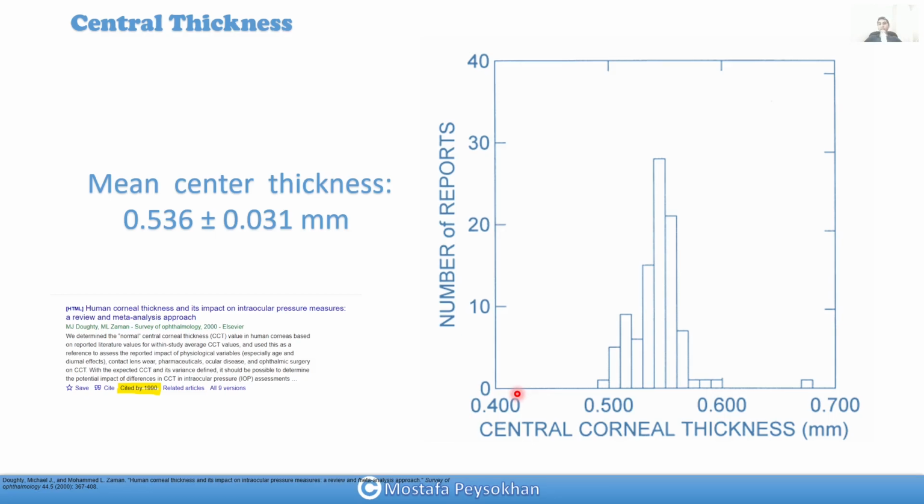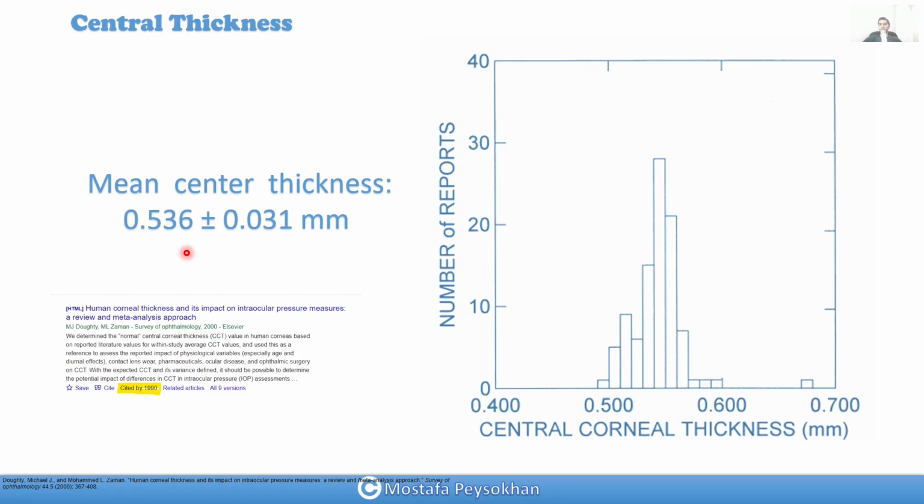But generally, based on the results and the measurements that we have, you can see here is the histogram of the cornea central thickness. Our numbers are around between 0.5 to 0.6. You can see we have a huge peak here. And the mean central thickness that is acceptable among most eye scientists is 0.536 plus or minus 0.031 millimeter, or in other words, we can say 536 micron plus or minus 31 micron.